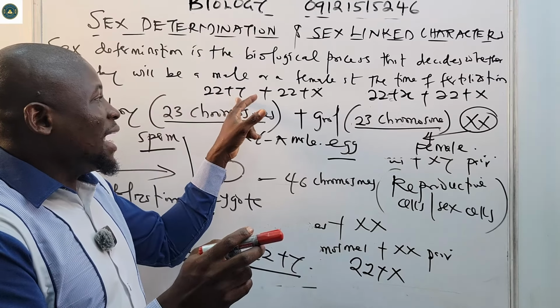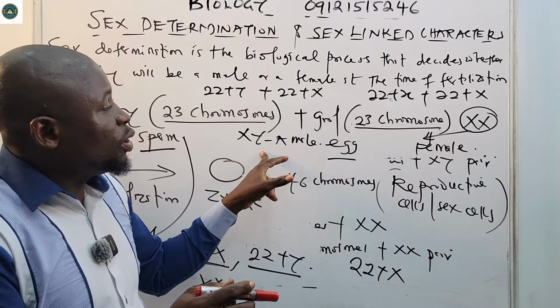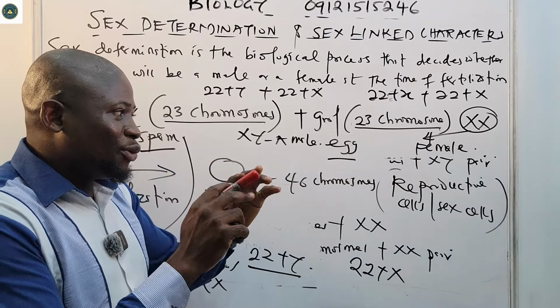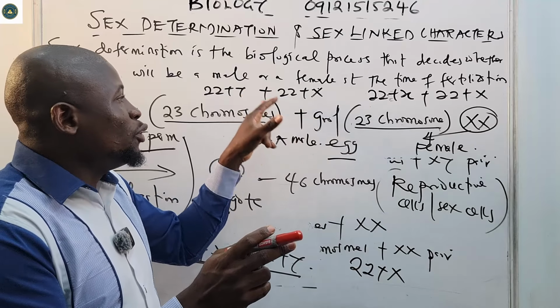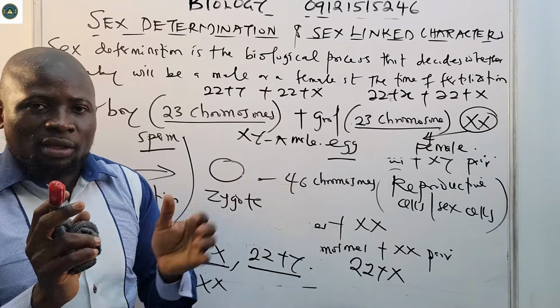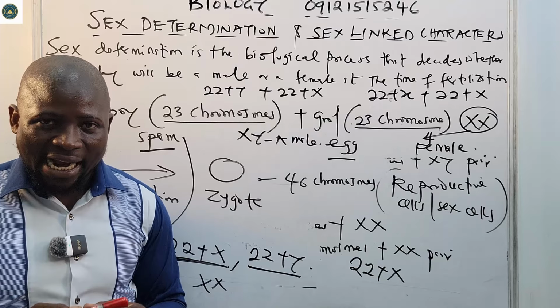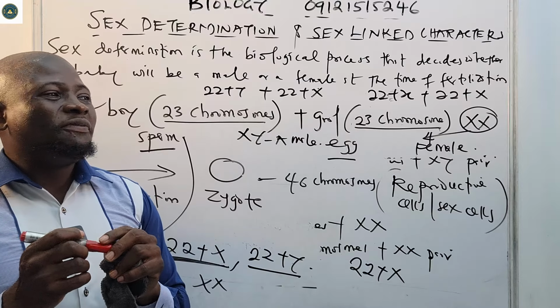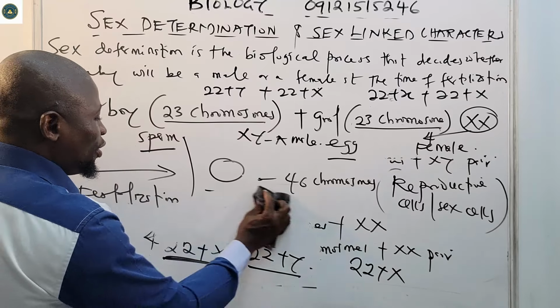If the X fuses with the X from the female, we're going to have a girl. If the Y fuses with the X, we're going to have a male. So that is what ultimately determines the sex of the child. This means that there will always be a 50% chance that the child will be a boy or a girl.